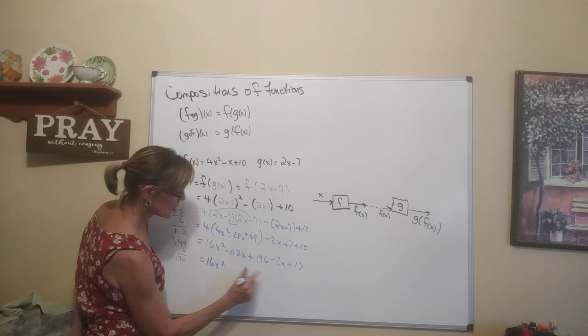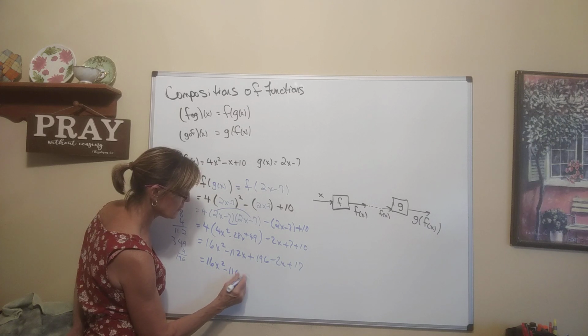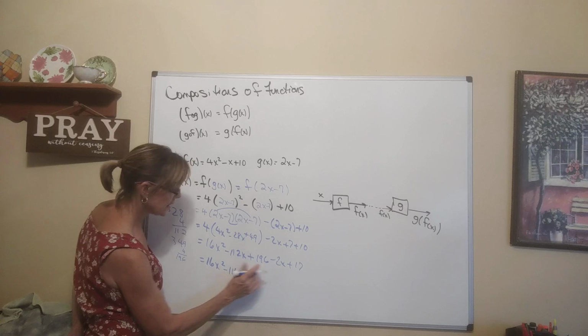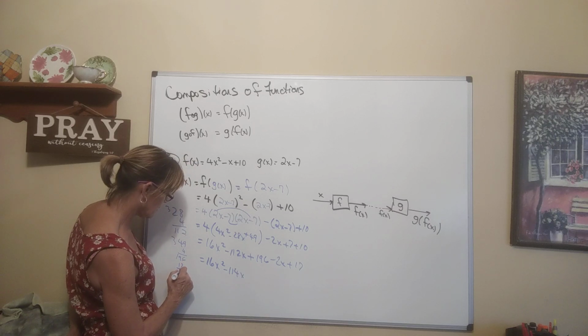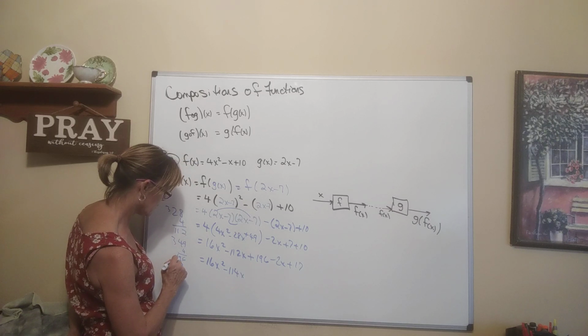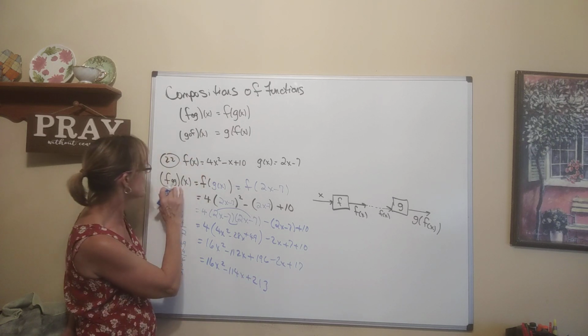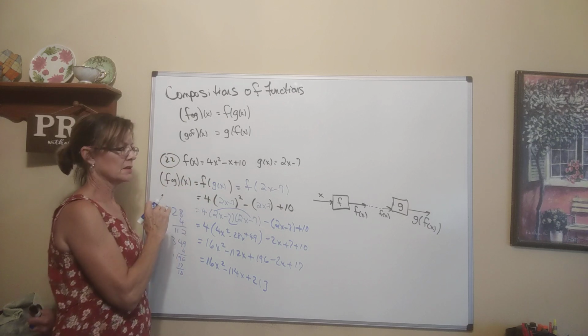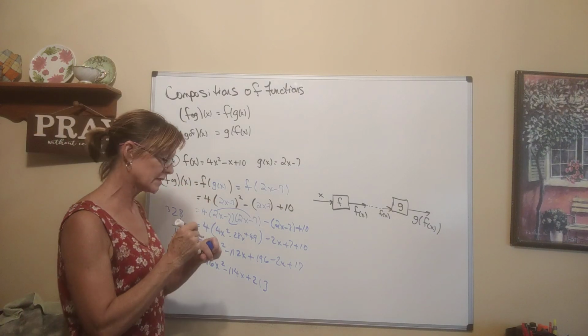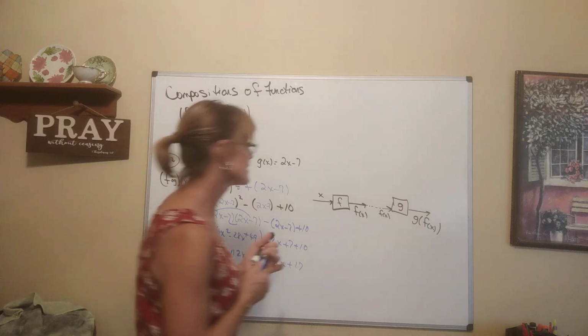112 minus 2 is minus 110, oh no, minus 114 x. 196 plus 17 is 13. 11 plus 213. That's what f of g of x is. Okay, the other way, g of f of x is not as complicated, so yay.